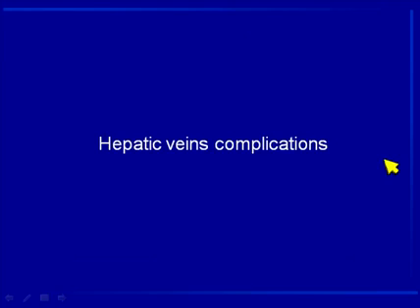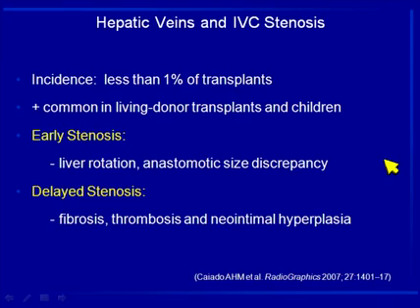Here, hepatic vein complications. The incidence is less than 1% of transplants. It's more common in living donor liver transplants and children. Early stenosis can be caused by liver rotation and anastomotic size discrepancy, and delayed stenosis can be caused by fibrosis, thrombosis, and neointimal hyperplasia.